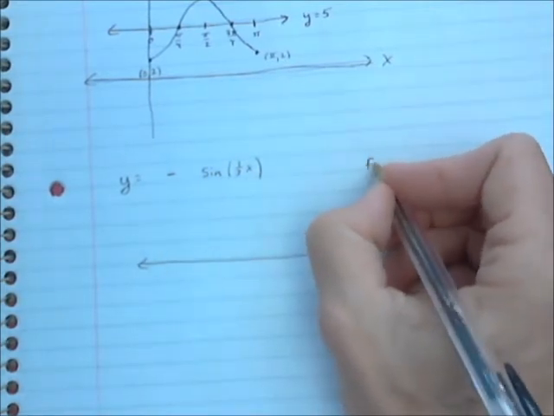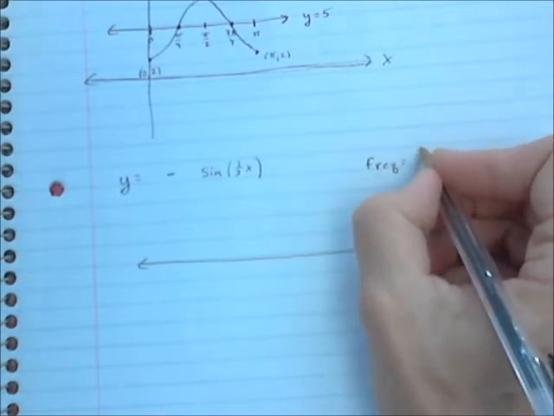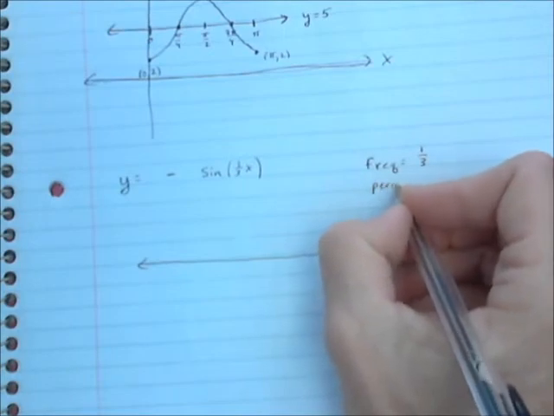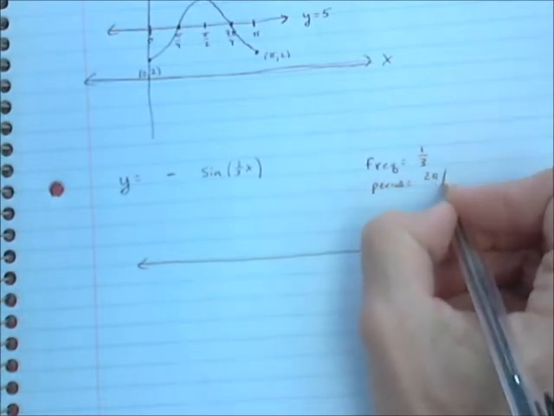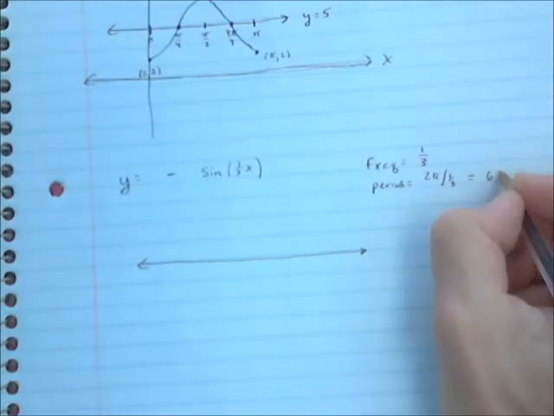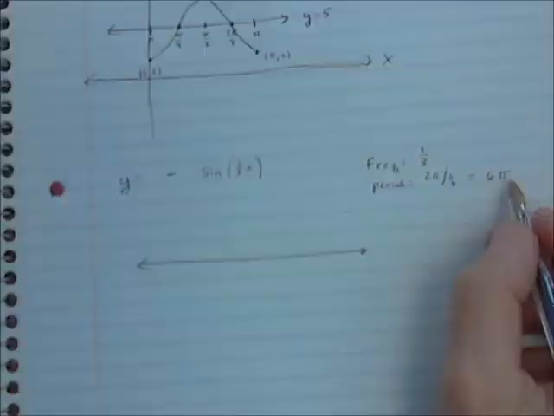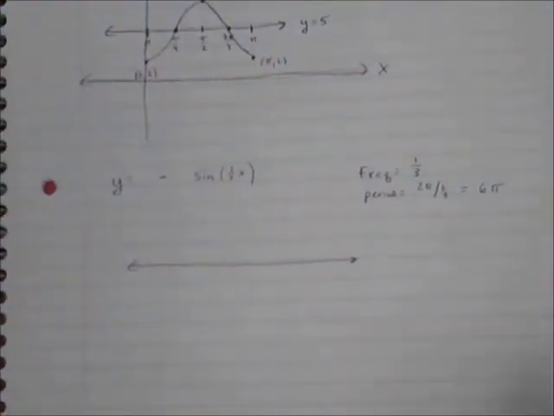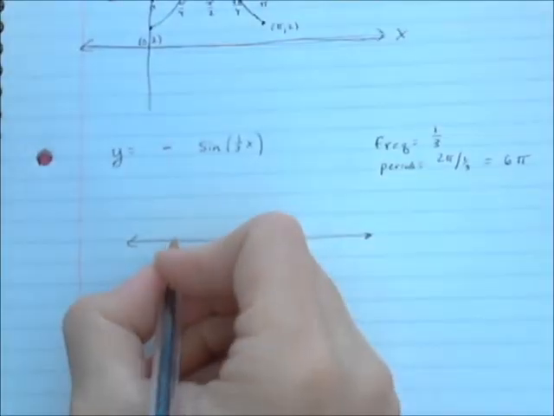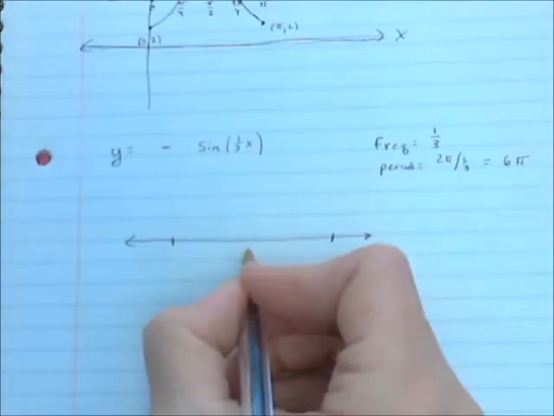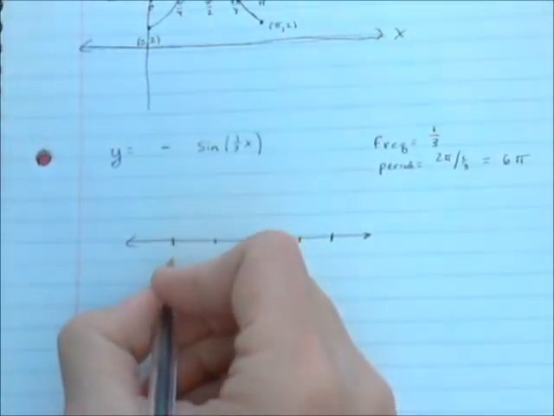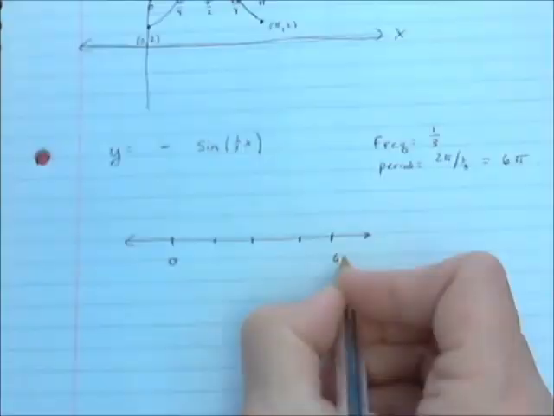But the most important thing right now is the frequency. The frequency is 1/3, the b value, which makes the period 2 pi over 1/3. 2 pi over 1/3 is 2 pi times 3, which is 6 pi. And so between the start and the finish, we have 6 pi. So we'll label some important points on our x-axis. We'll start here, we'll end here, divide it up halfway, halfway, halfway. So we're going from 0 to 6 pi now.